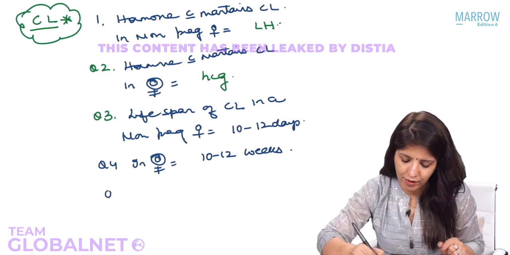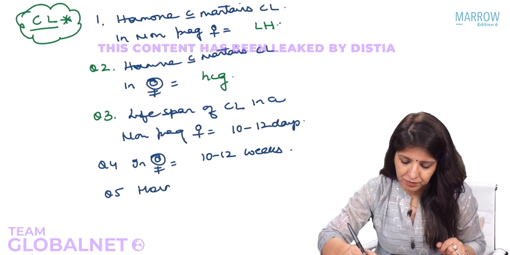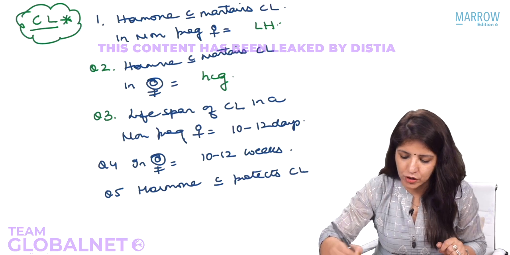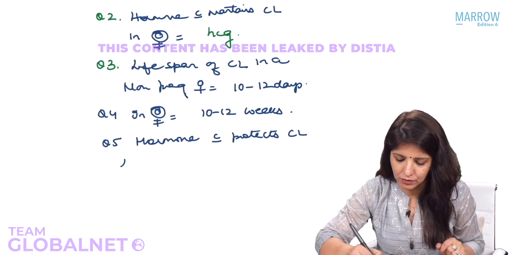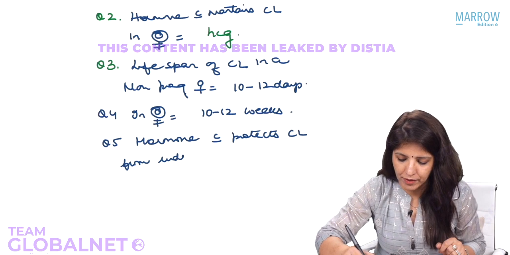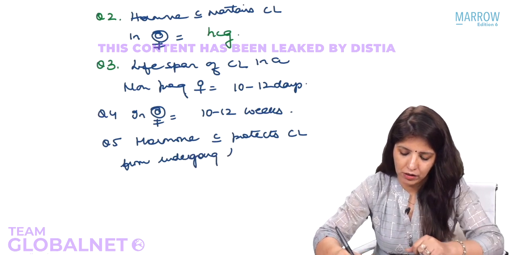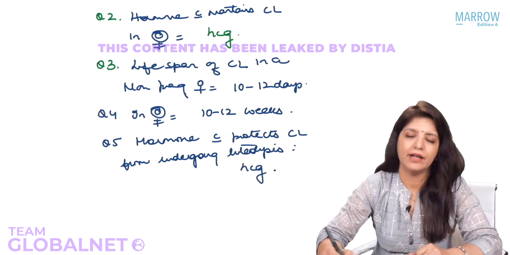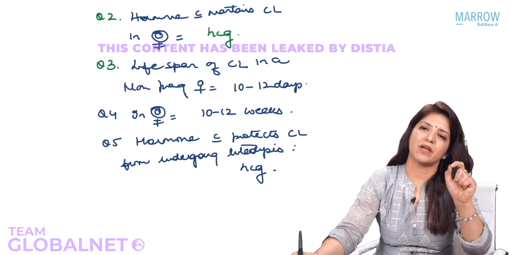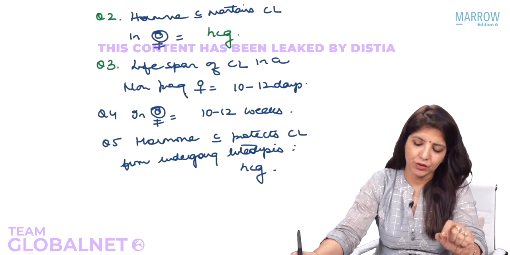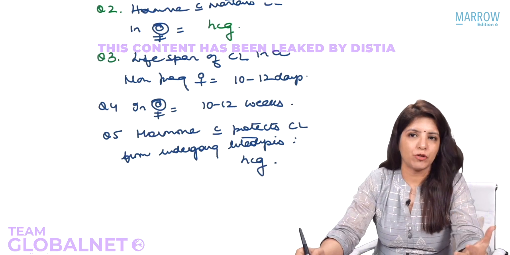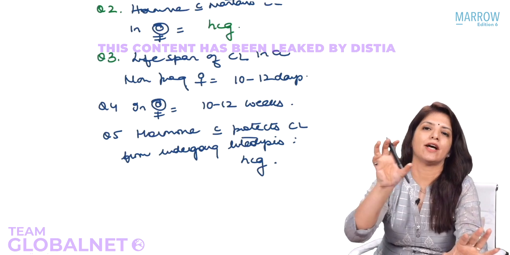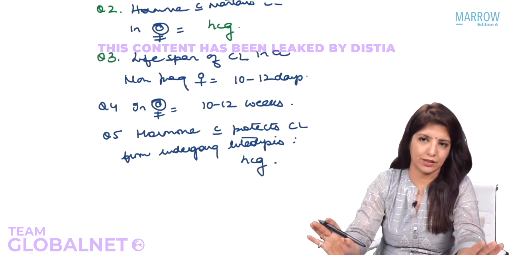So, question 5. The hormone which protects corpus luteum from undergoing luteolysis, that is hormone HCG. This question is specific to the corpus luteum of pregnancy, right? They don't say it is the corpus luteum of pregnancy, but that is what is meant by it. That now the patient has conceived and HCG has protected it from undergoing luteolysis, right?